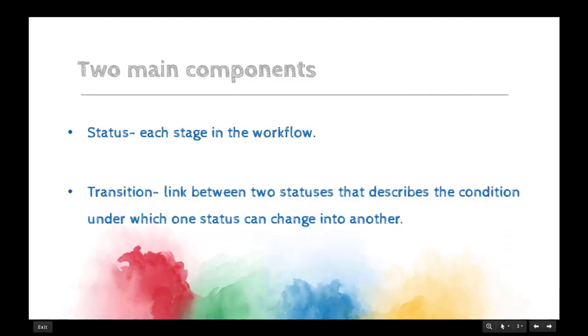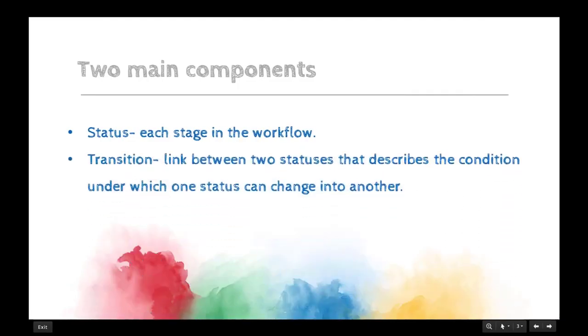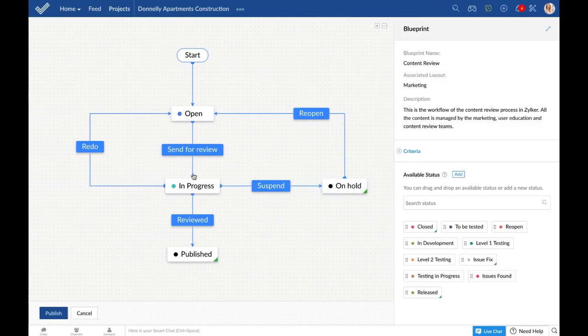Whereas transition is the link between two statuses and describes the condition under which a status changes from one to the other. For example, once a draft has been submitted for review, the review team can either go ahead and complete the review or suspend the document temporarily so that it's on hold or send it back to be redone. So at the stage called in progress, these are the three transitions possible: suspend, review, and redo. Now let's move on to the demo.